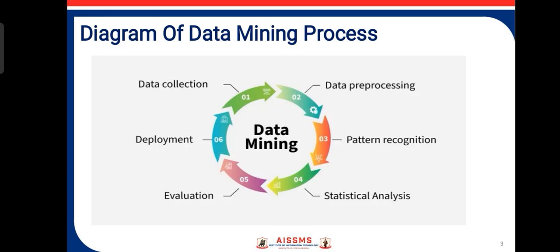Next one is data selection. Not all data is useful, so in this step only required data is selected. If we want to analyze student performance, we select marks, attendance and ignore address or phone number.